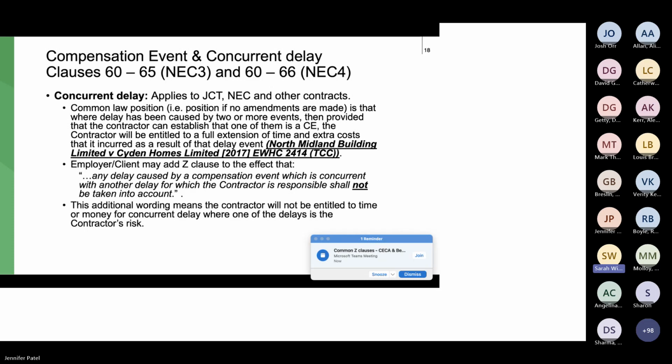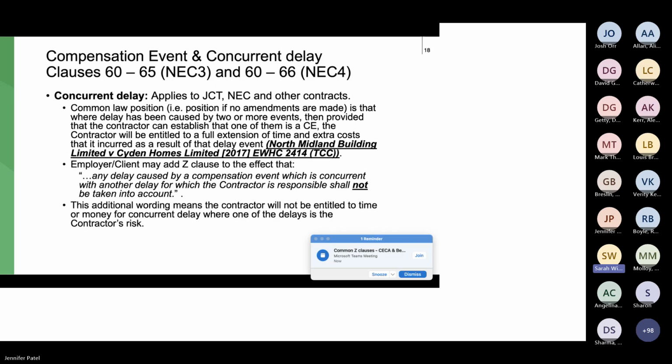It's a 2017 case. So I'm pretty sure that this was a JCT contract, but there was a clause in it that was similar wording to the third bullet point, the second sub-bullet point. And the court was asked to determine what effect that had. So the clause said something like any delay caused by a compensation event which is concurrent with another delay for which the contractor is responsible shall not be taken into account.